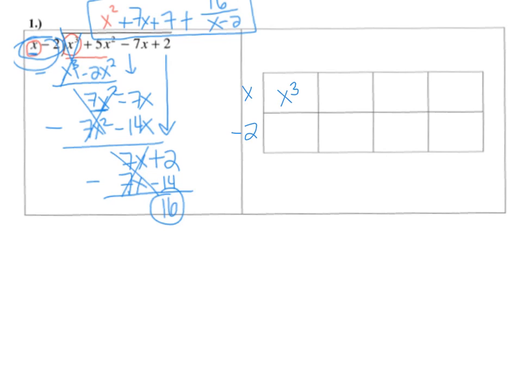And now I start to work backward. I'm thinking to myself, x times what gives me x cubed? Well, the answer is x squared. So then I take x squared and I multiply it by negative 2 to fill in this bottom box. So x squared times negative 2 gives me negative 2x squared.